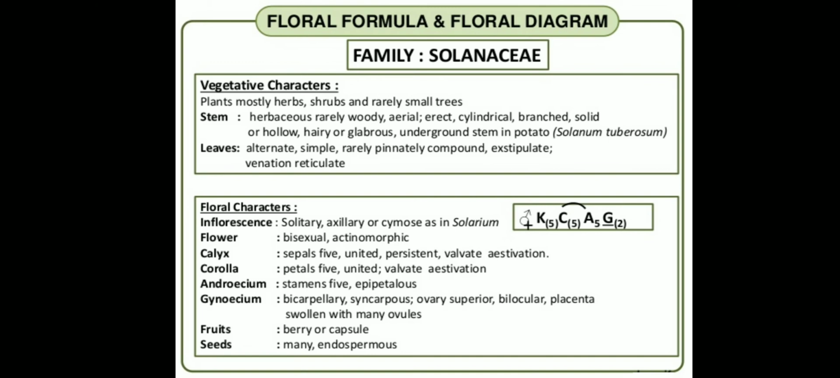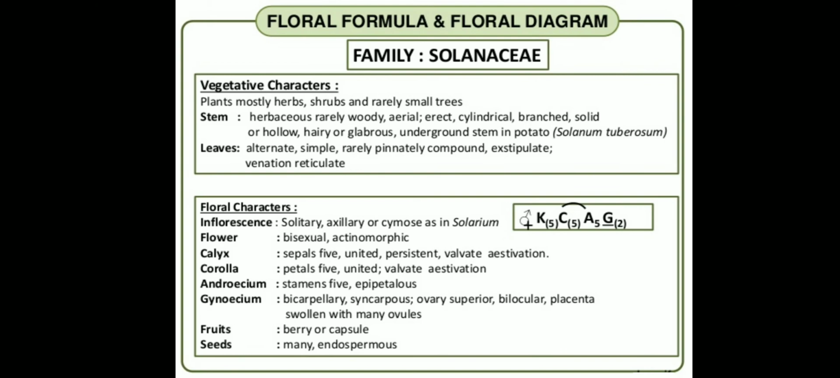Okay, and what about the floral characters? Inflorescence is solitary, axillary, or cymose, as in Solanum. Flower is bisexual and actinomorphic. Calyx has 5 sepals, united, persistent, valvate aestivation. Corolla has 5 petals, united, valvate aestivation. And androecium has 5 stamens, epipetalous.